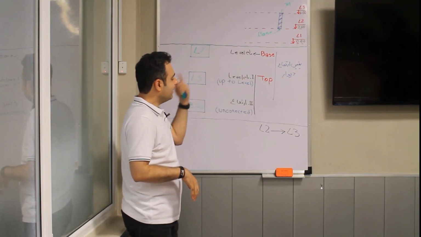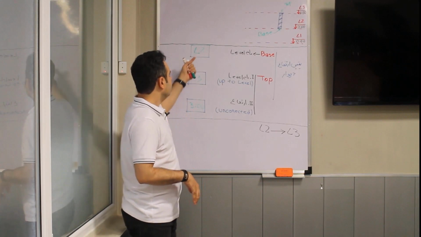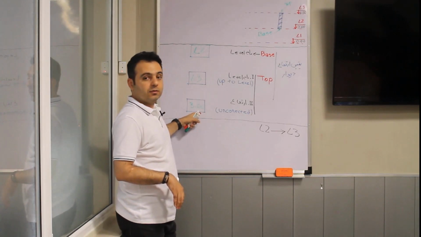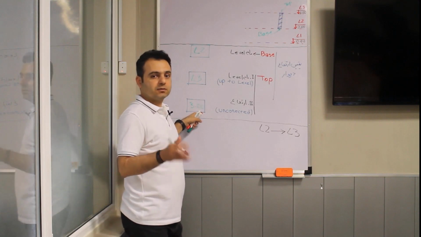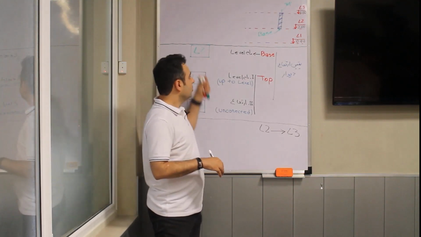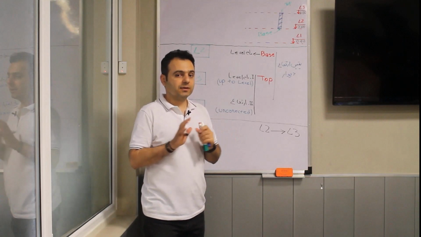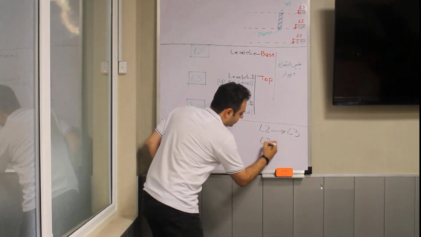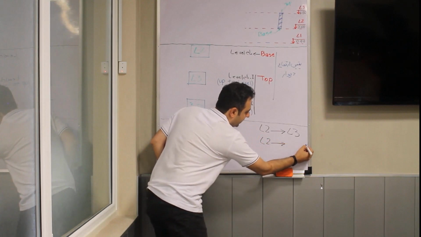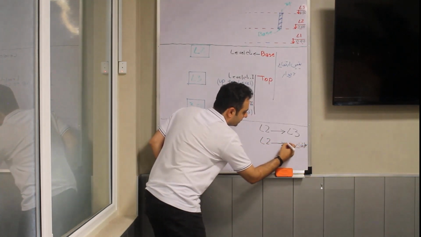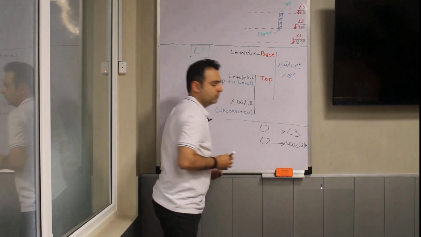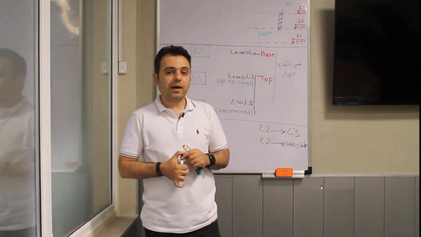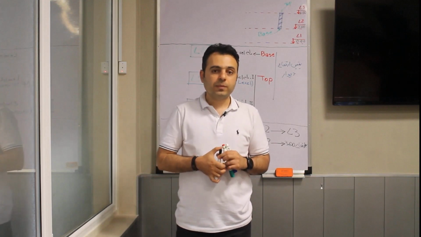Now, method number 2. We can say this is a wall from L2 with 3 meters height. See? Pay attention. We don't say from L2 up to 3 meters height. This is wrong. We say from L2 with 3 meters height. That's right.